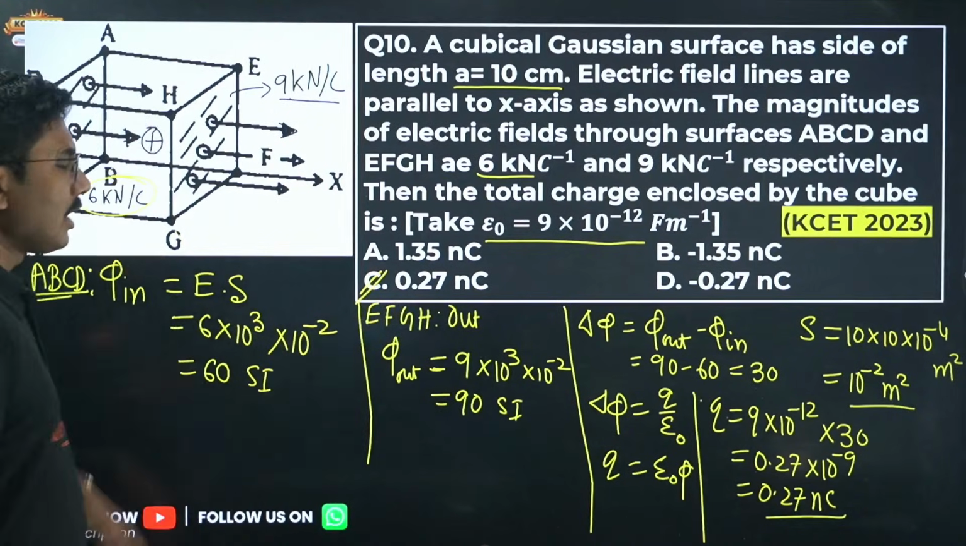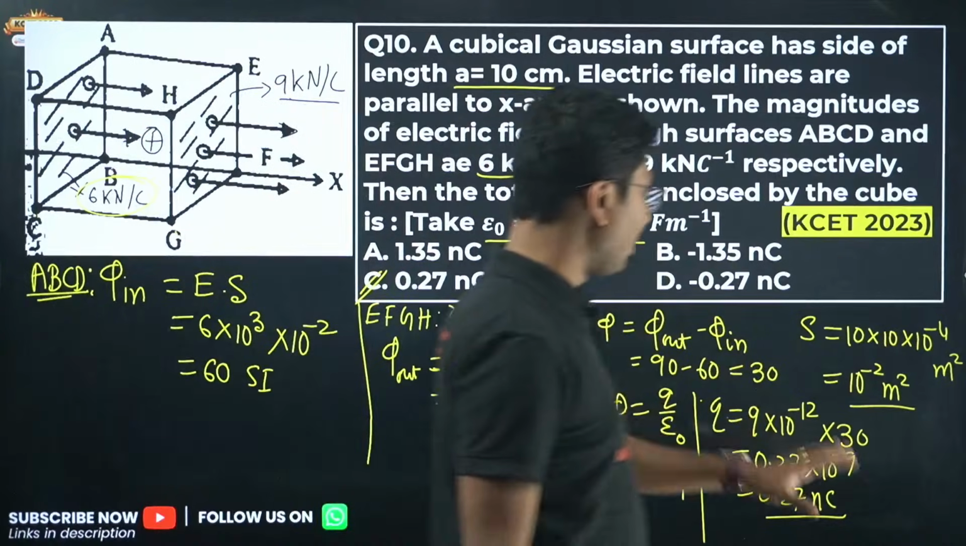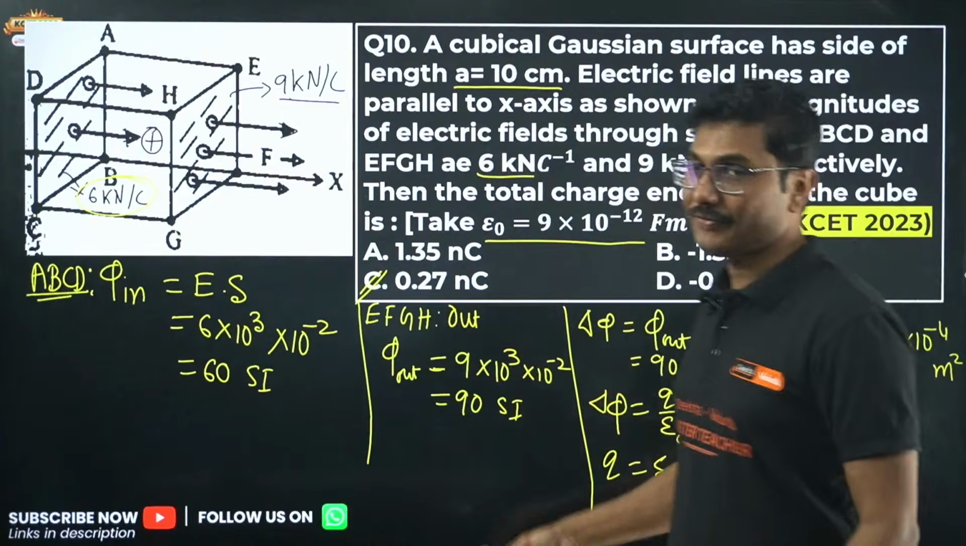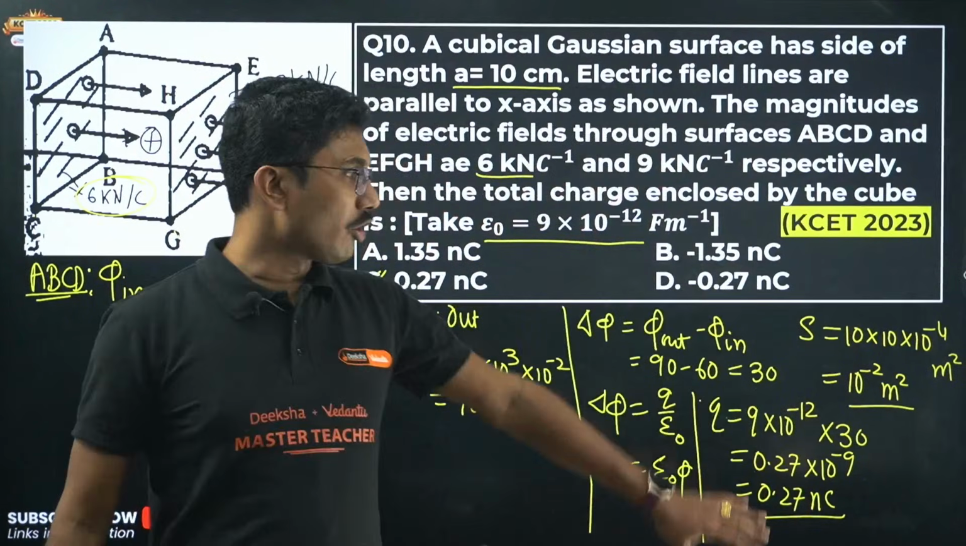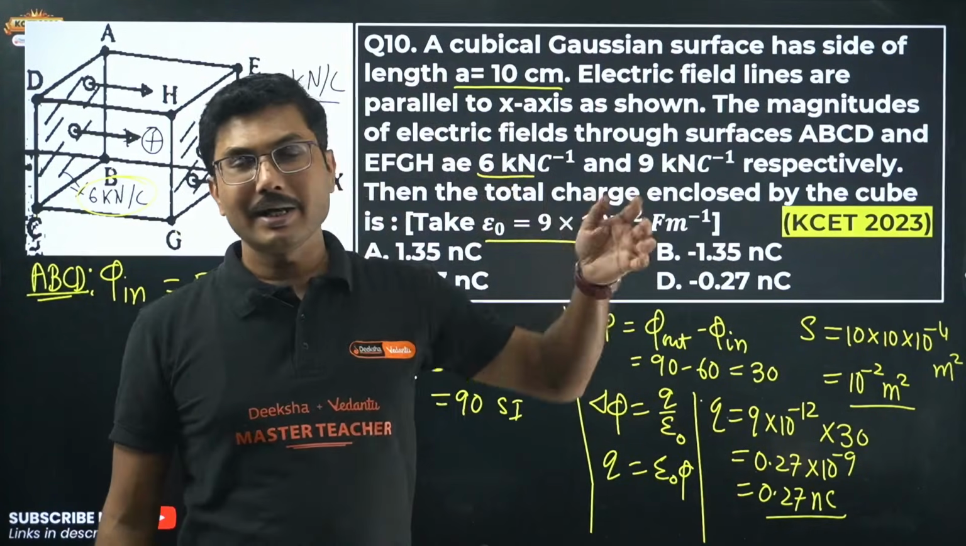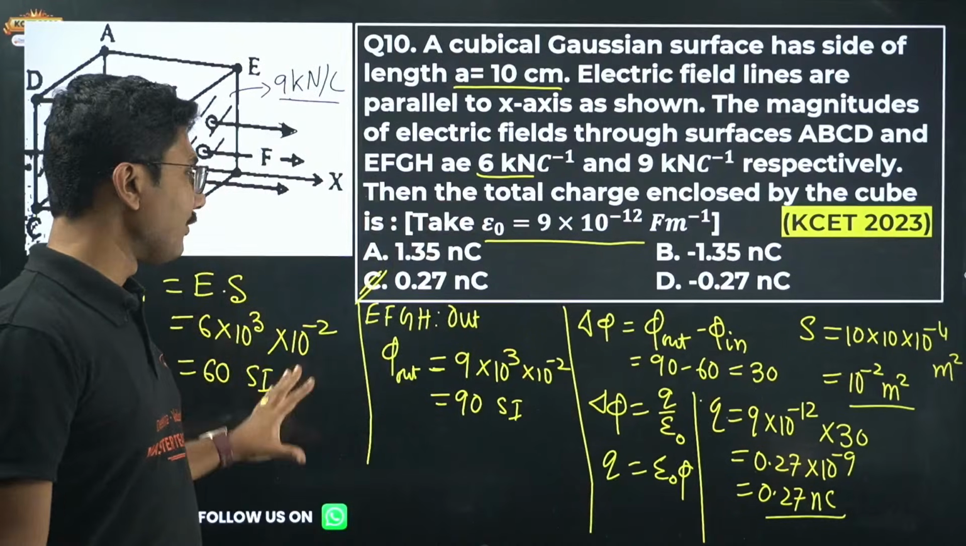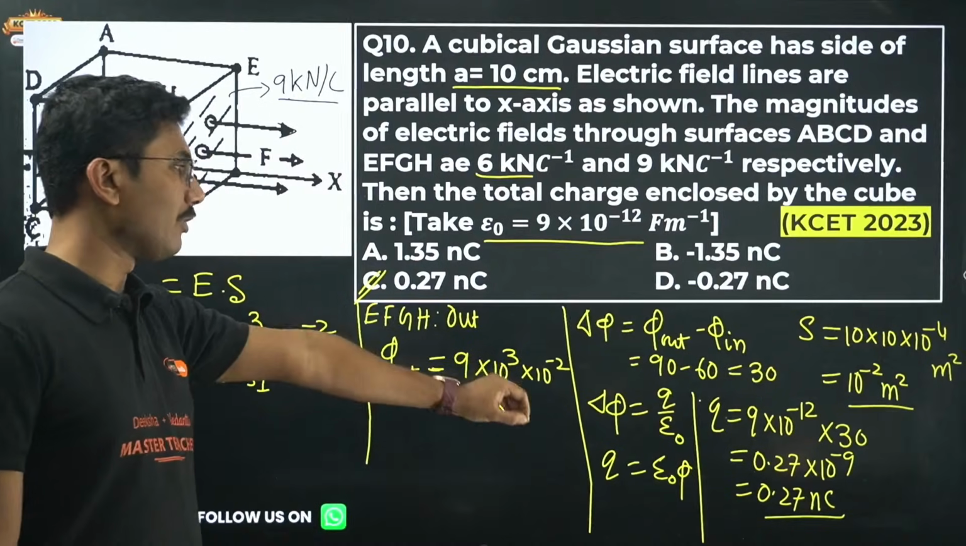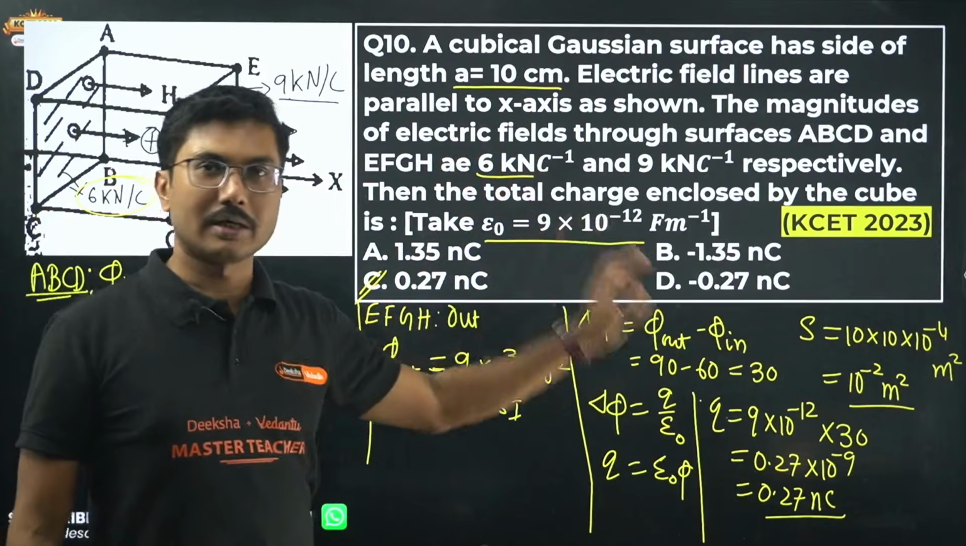As I mentioned, the problem might be a little lengthy. You have to calculate the incoming flux, calculate the outgoing flux, find the difference, and then use Gauss's law to calculate the charge. But mathematically it is not super difficult. If you understand the problem and know how to solve it, you can solve this question in under 2 minutes.